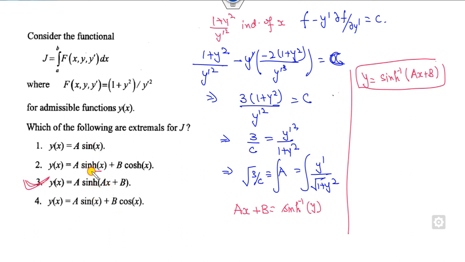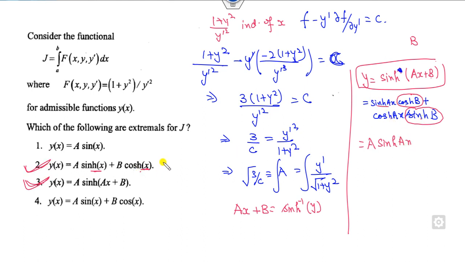Now there is one more hyperbolic here. If you open them, what is that? This is, sorry, sine hyperbolic. So if you open them, what is that? Sine hyperbolic ax cos hyperbolic b plus cos hyperbolic ax into sine hyperbolic b. Now we know b is my constant, so cos hyperbolic b is also a constant, and sine hyperbolic b is also a constant. So if I consider this as a, then a sine hyperbolic ax plus b cos hyperbolic ax is the right answer, by taking a as a constant and b as a constant.